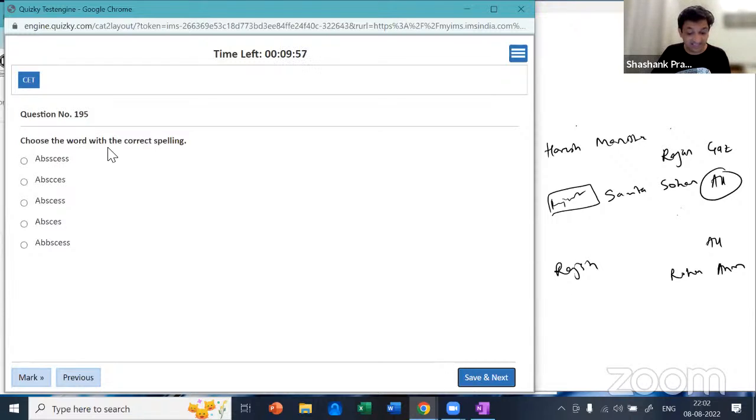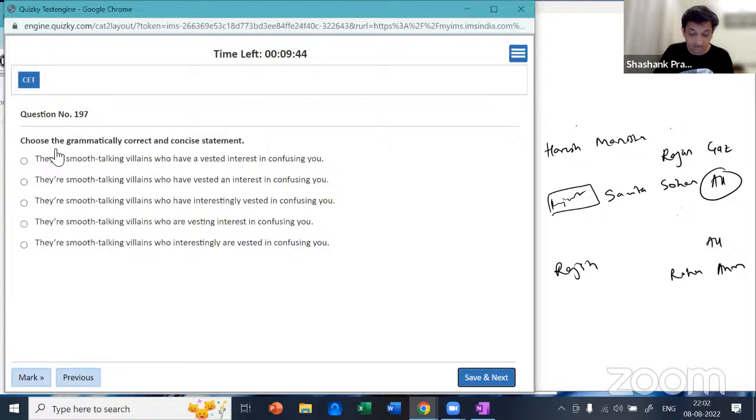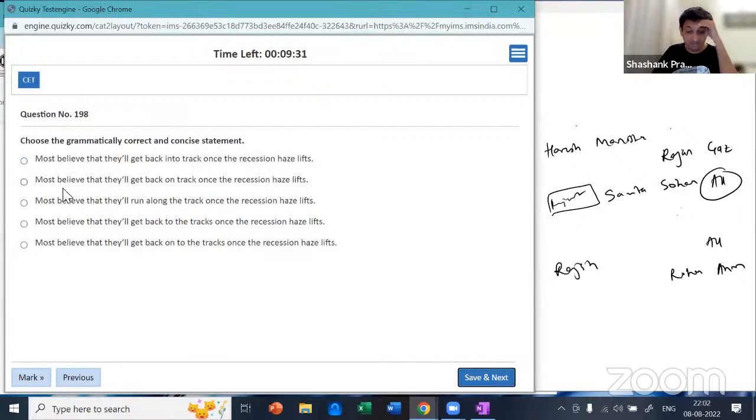Okay. Correct spelling: abscess. Yeah, I think this is the one. Liaison. They are smooth talking villains who have a vested interest in confusing you. No, who have a vested interest. No, interestingly, a vested interest. That is the phrase. Most believe that they will get back on track.